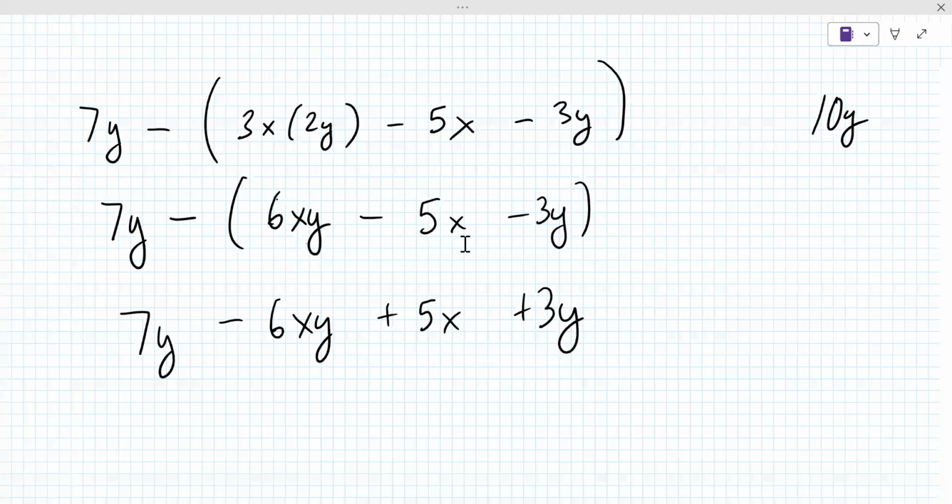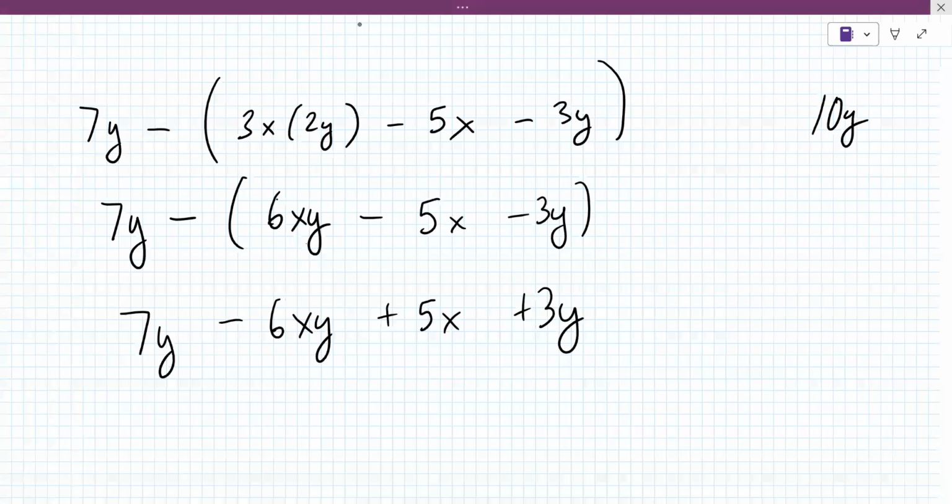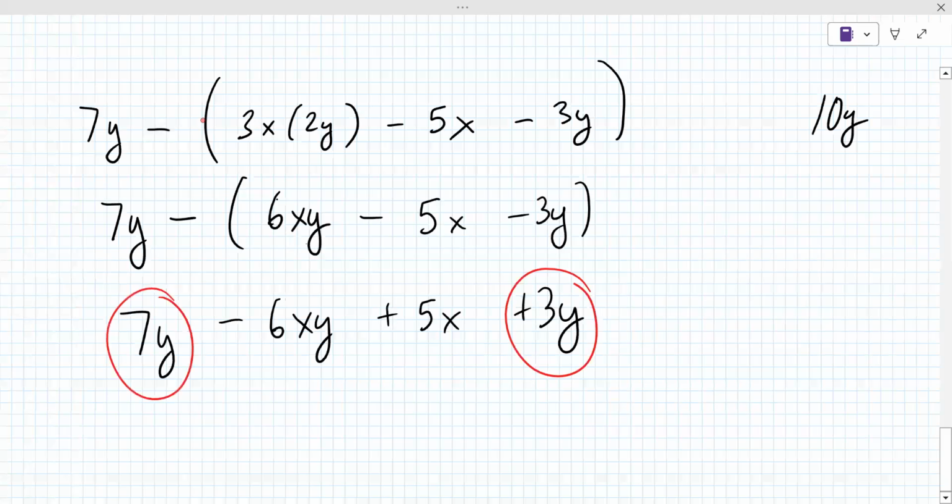Are there any like terms? What about the 7y and the positive 3y? Those are the same. They both have a y in it. Oh yeah. So that'd be the 10y. 10y, yeah.